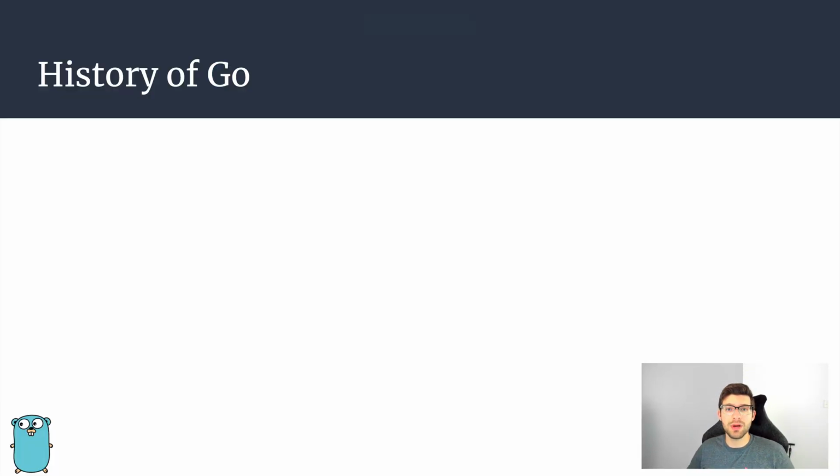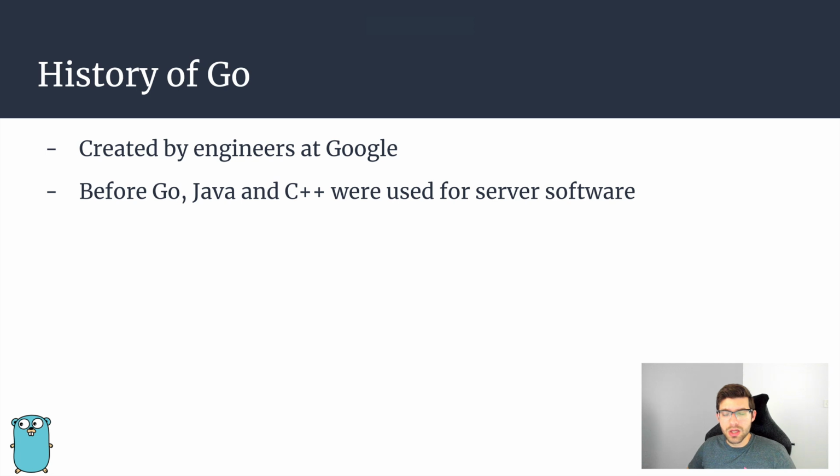All right, so let's talk about the history of Go a little bit. Like, how did it come to be, right? So Go was created by engineers at Google. It was actually created by some really, really big titans in the industry. So before Go was created, most server software was written using a language called Java, which I'm sure you're familiar with, as well as another language called C++, which I'm also sure you're familiar with.